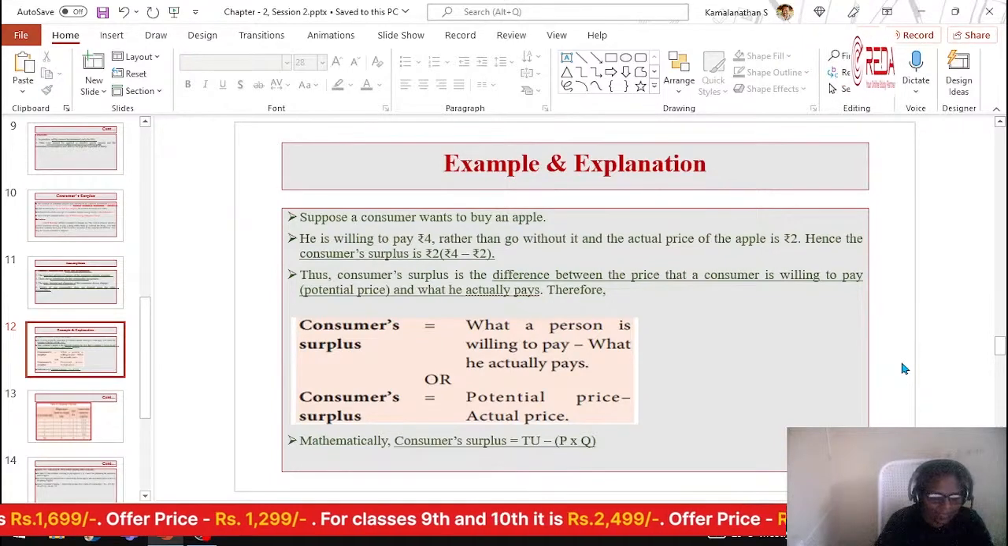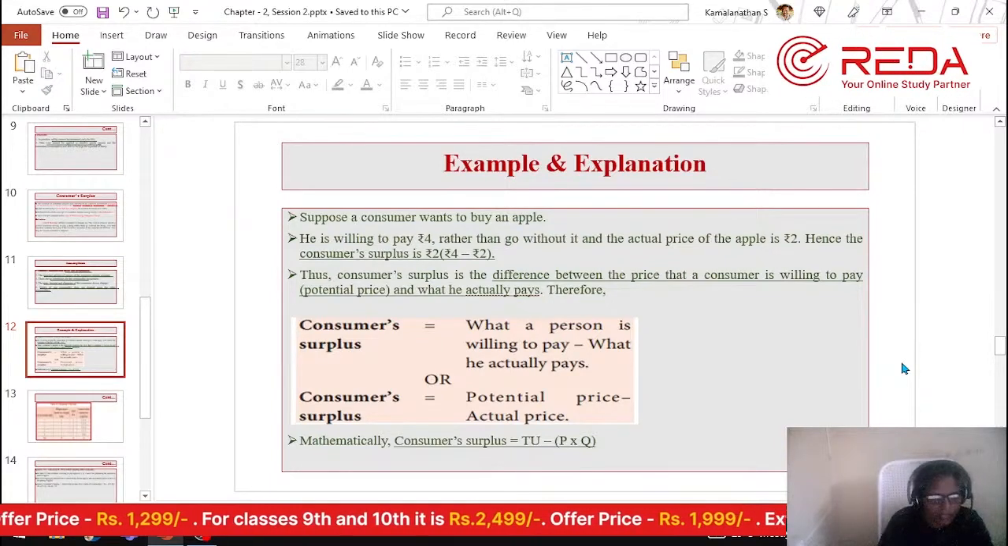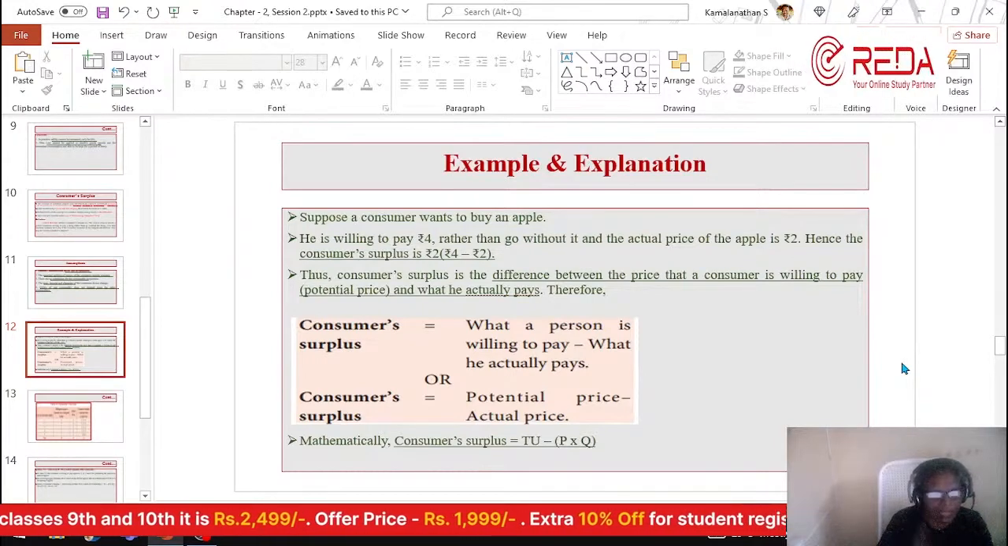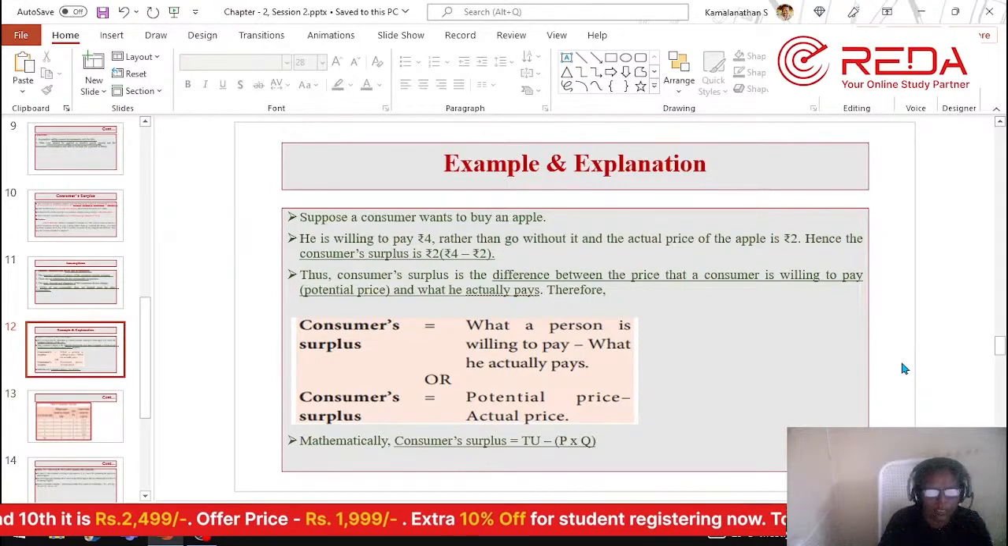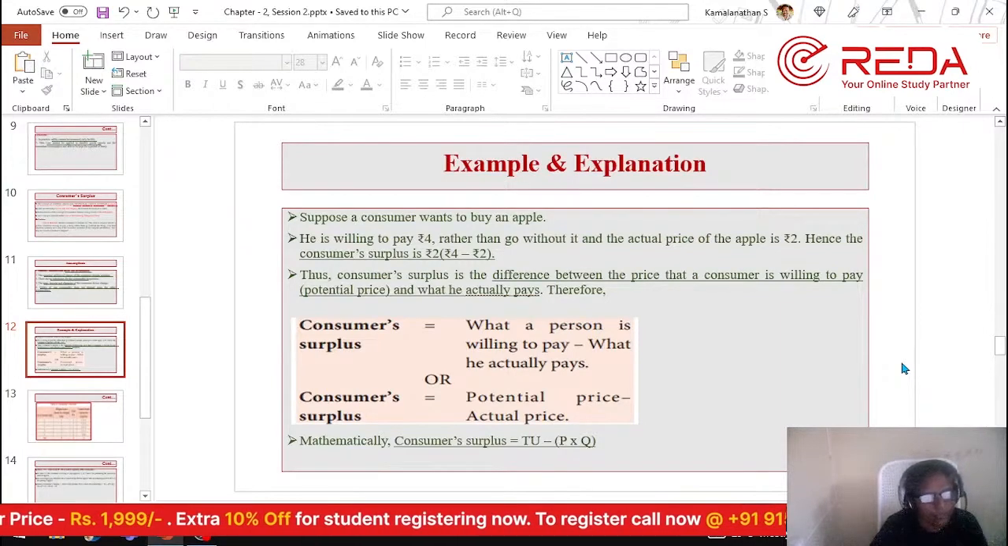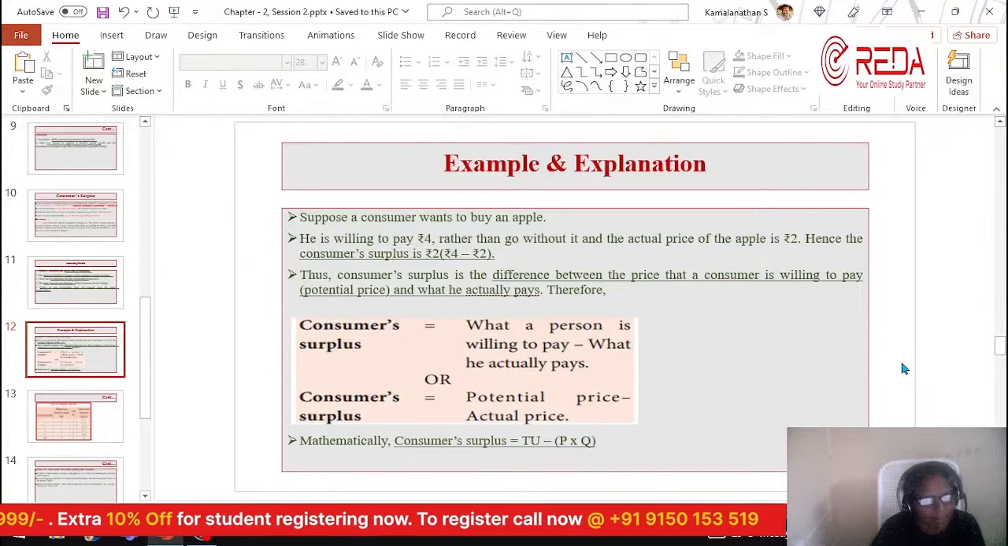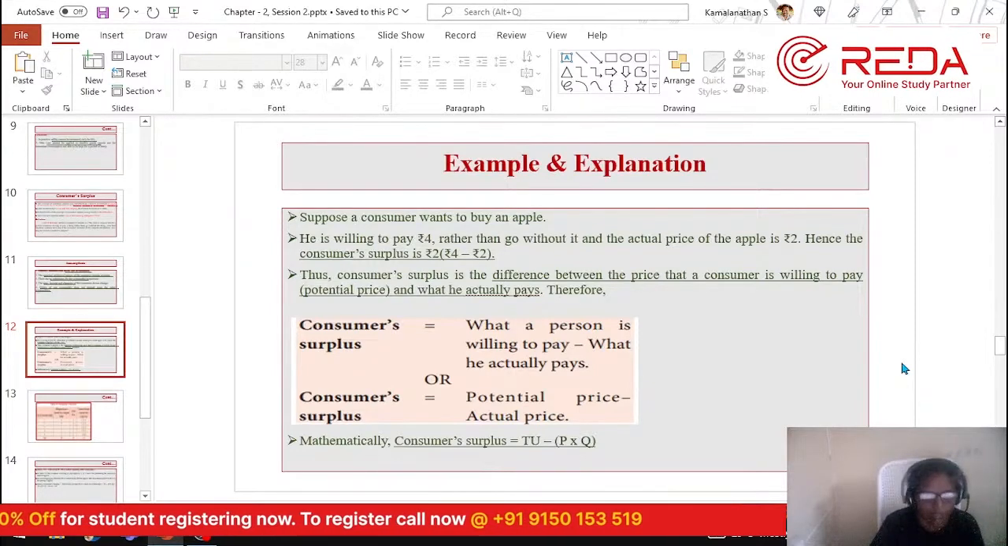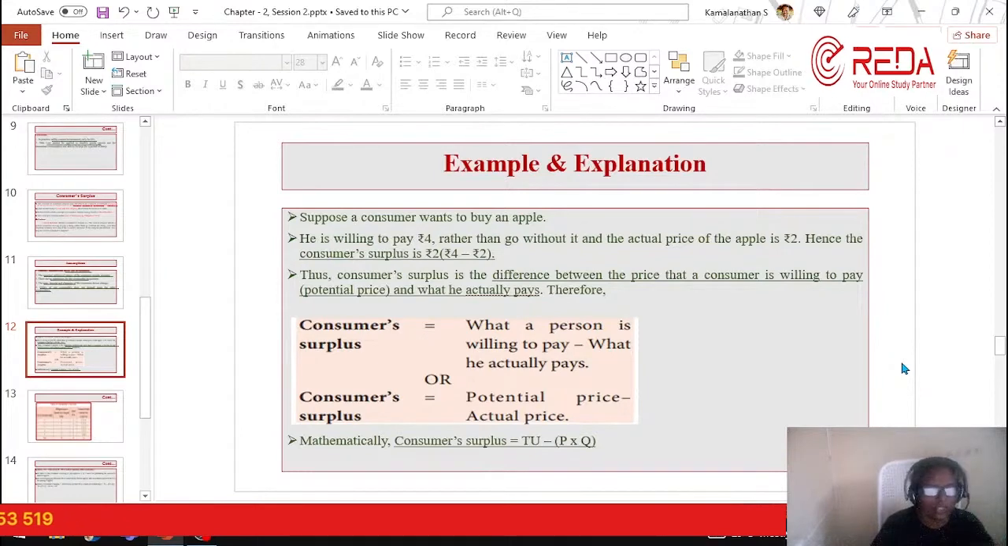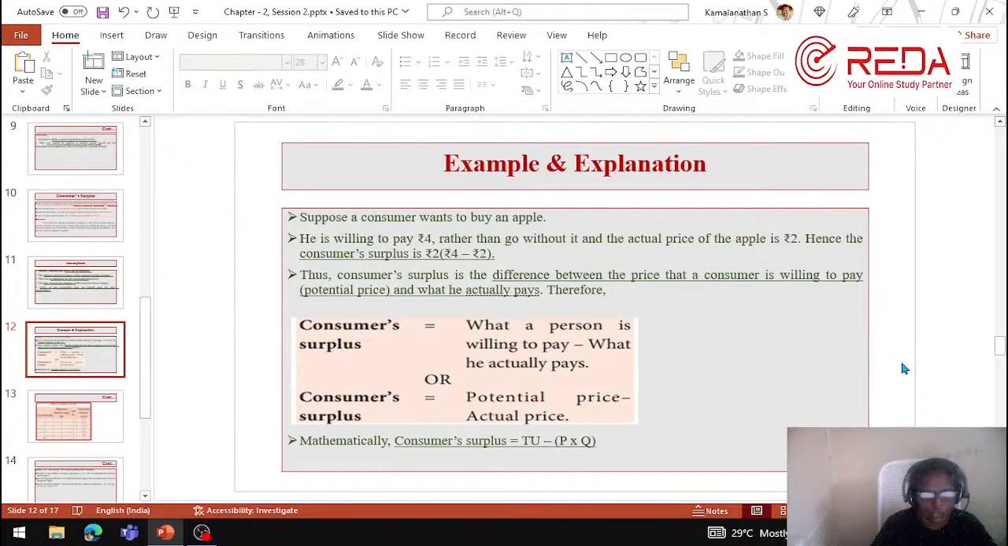I think that the price of one apple is 4 rupees. Okay, I'm going to a shop to buy the commodity, and after going to the shop, if the price of the apple is only 2 rupees, what will happen? I'll be very happy, because the price level of the commodity is very low. But my calculation was only 4 rupees. So I'll be very happy.